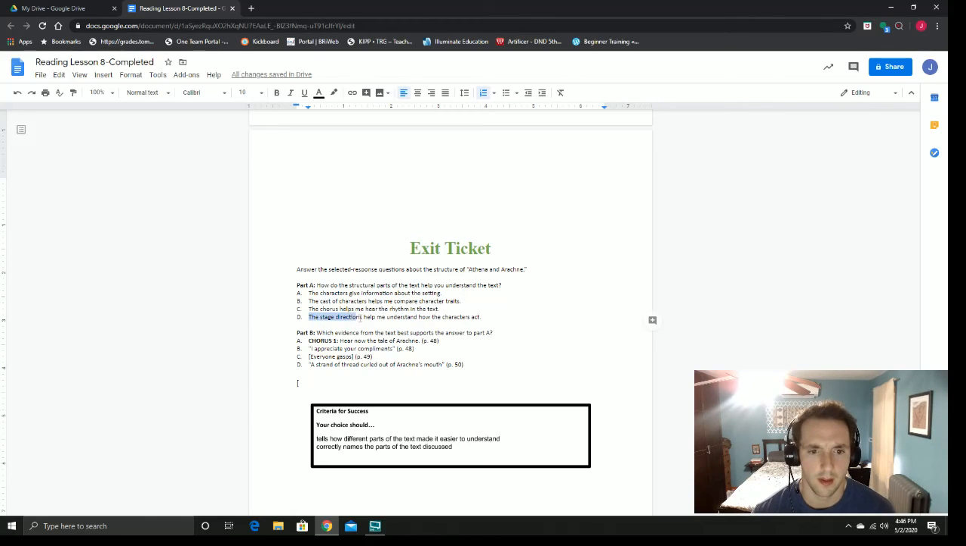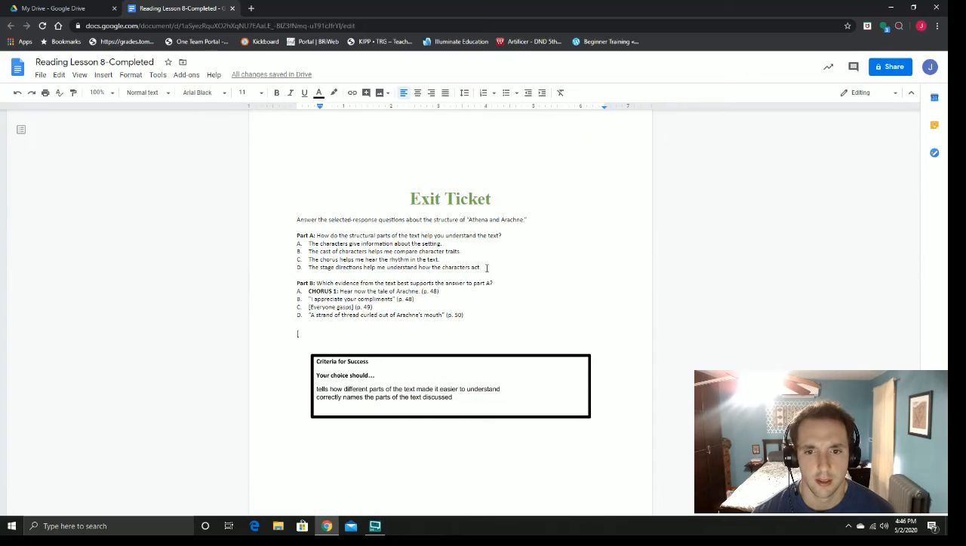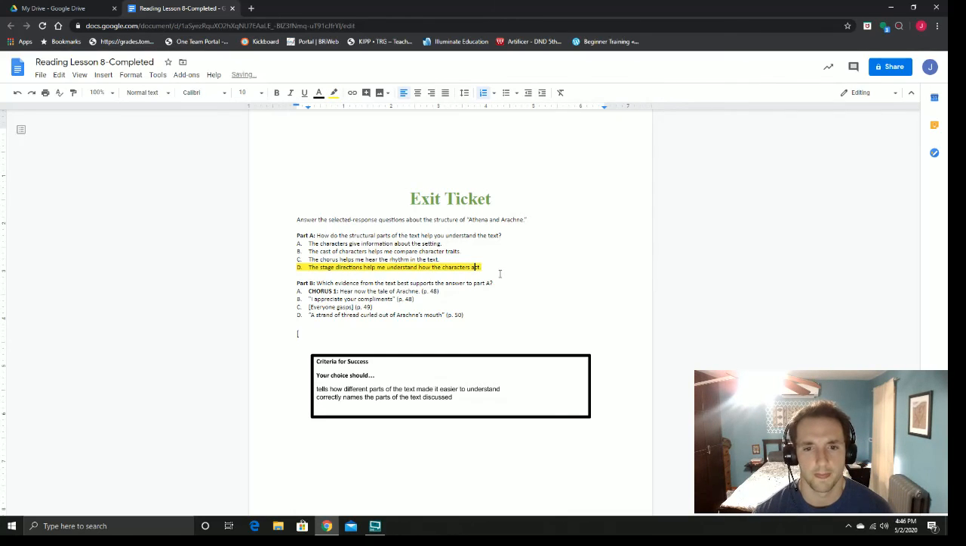And then here this says, the stage directions help me understand how the characters act. This makes a ton of sense. It's actually what we talked about up here, how these stage directions help you understand the story, because they tell us how they're acting and how they feel about the situation. And so like when Athena reveals herself, that tells us that she's taking off her disguise. That makes it seem that this is the best choice. So I'm just going to highlight that.